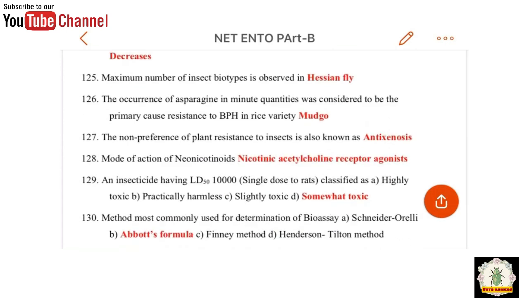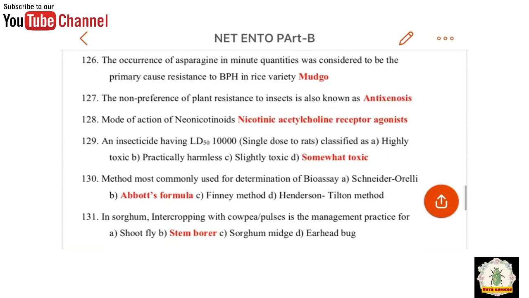Method most commonly used for determination of YSA. Options were Schneider-Orelli, Abbott's method, Finney's method, Henderson-Tilton's method. So the correct answer for this is Abbott's formula. In sorghum, intercropping with cowpea pulses is the management practice for. The options were shoot fly, stem borer, sorghum midge, earhead bug. So the correct answer for this is stem borer.